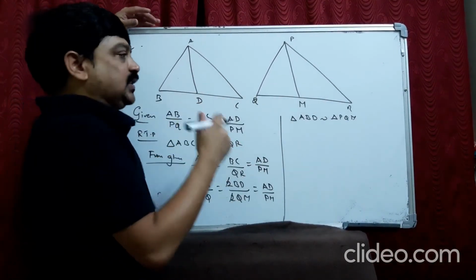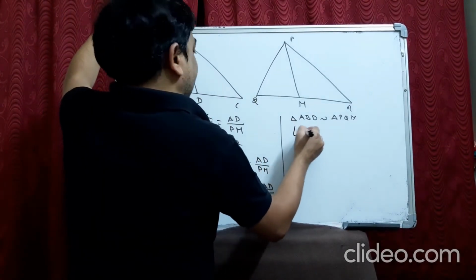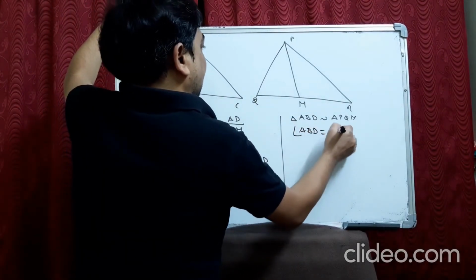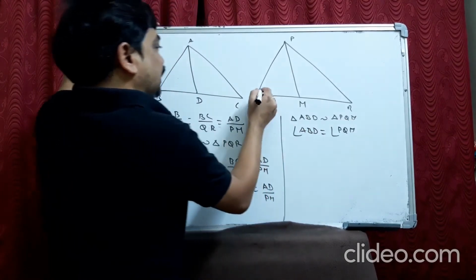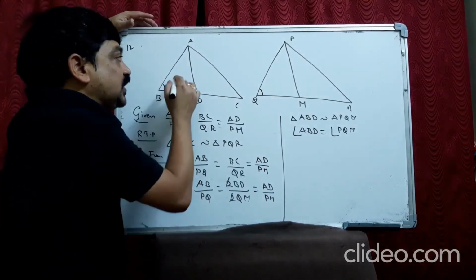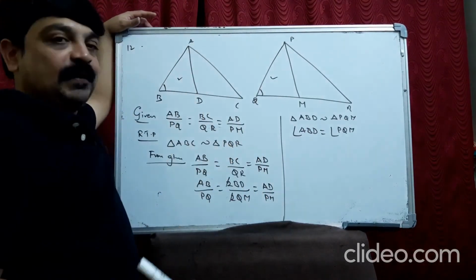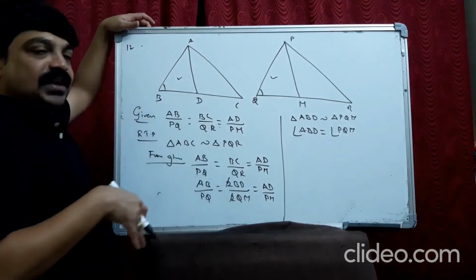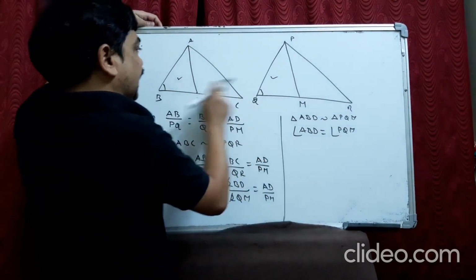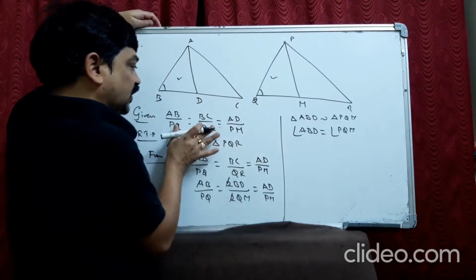The corresponding angles are equal. Therefore, angle ABD is equal to angle PQM. I take these two angles equal, because these two triangles are similar, which we have proved. Again, we go back to the given condition. Angle ABD, this angle is the same. Now I'll go back to the given condition.